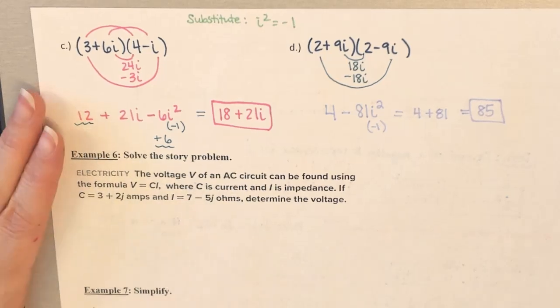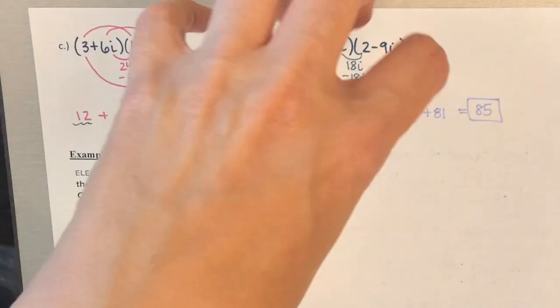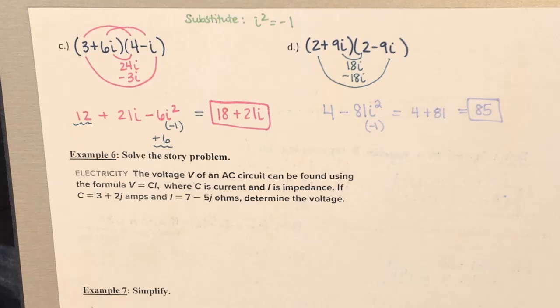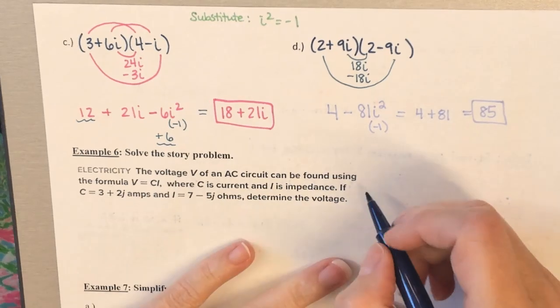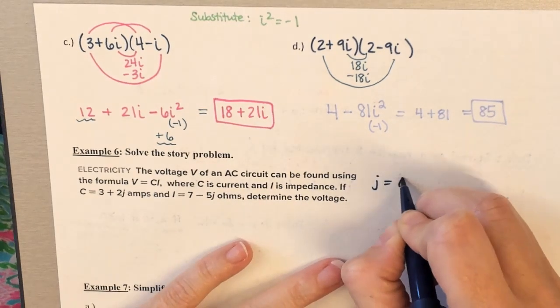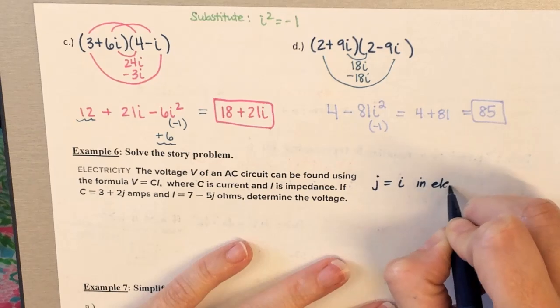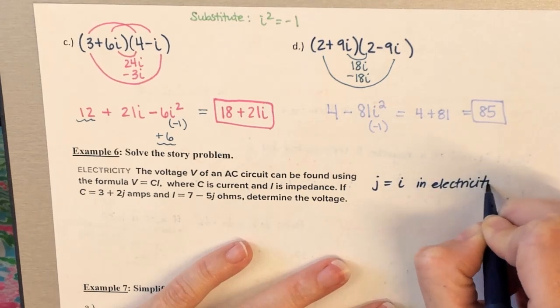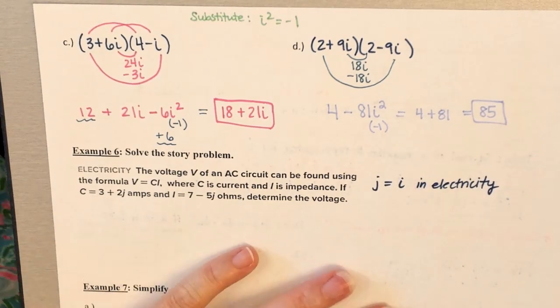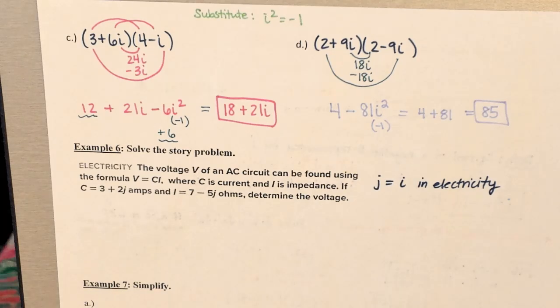All right, now what we can do is apply what we've just learned to a story problem about electricity. And in electricity, the J acts as an I value. So we're going to use J for this, but anytime you have J squared, you are going to plug in a -1.